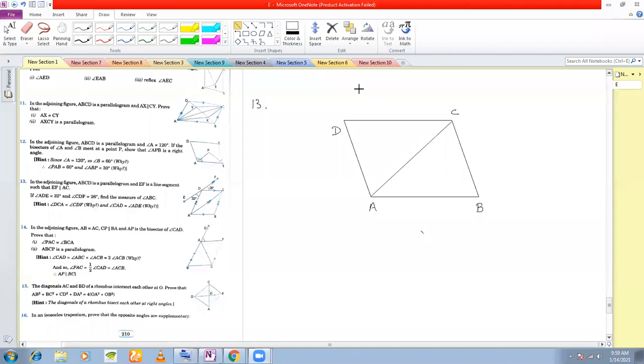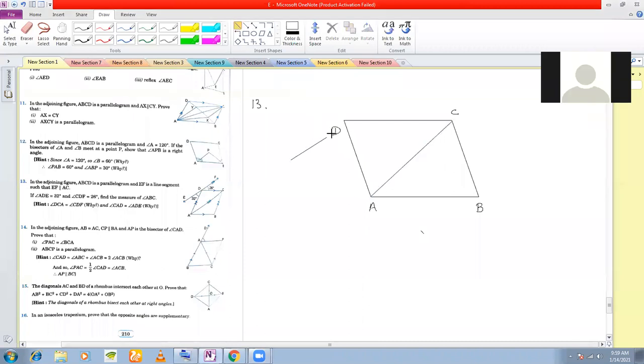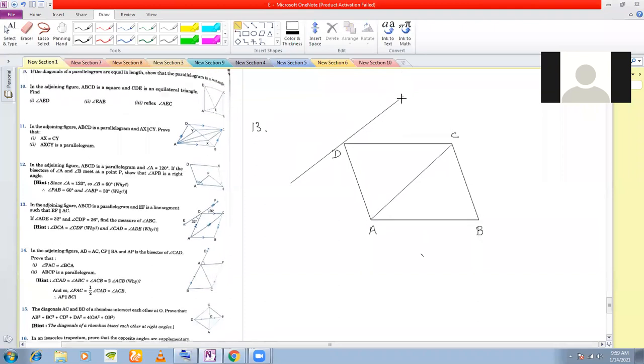So AC we have joined, and it is also given that EF is a line parallel to AC. And what is EF? In the figure you can see that EF here is this kind of a line. Okay, this is your EF. So this is parallel.